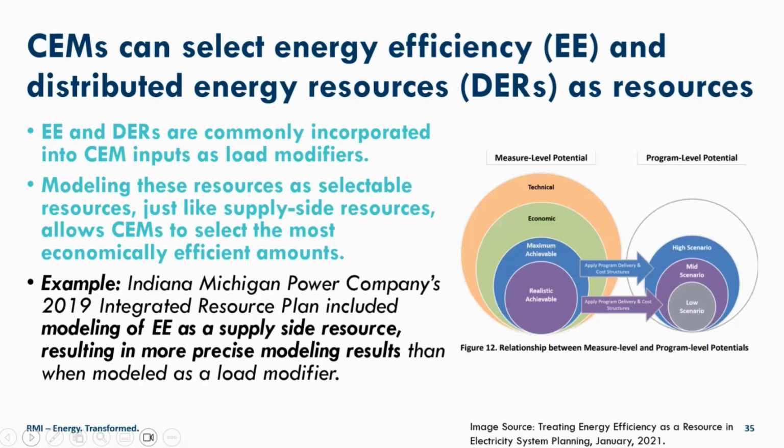In this example, Indiana Michigan Power Company's 2019 IRP included an energy efficiency potential study. They then introduced scenarios where the model was able to pick energy efficiency as a supply side resource, depending on both the realistic and maximum achievable amount of energy efficiency, rather than introducing them as a load modifier.